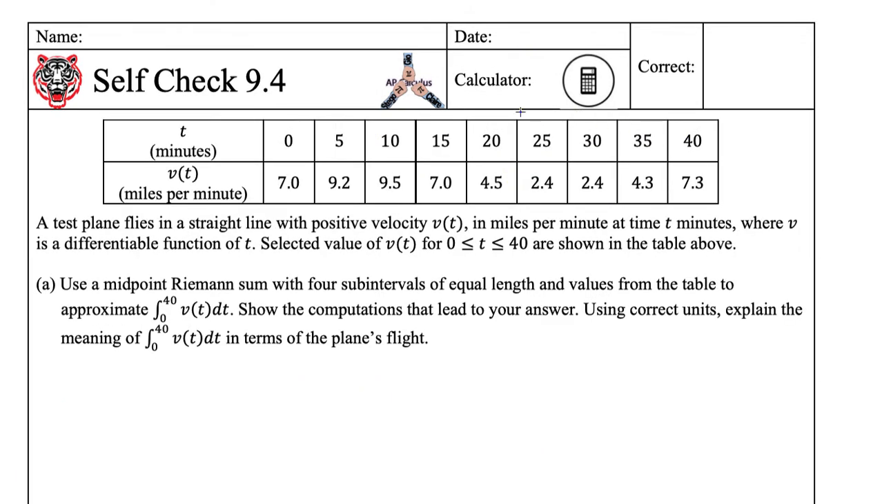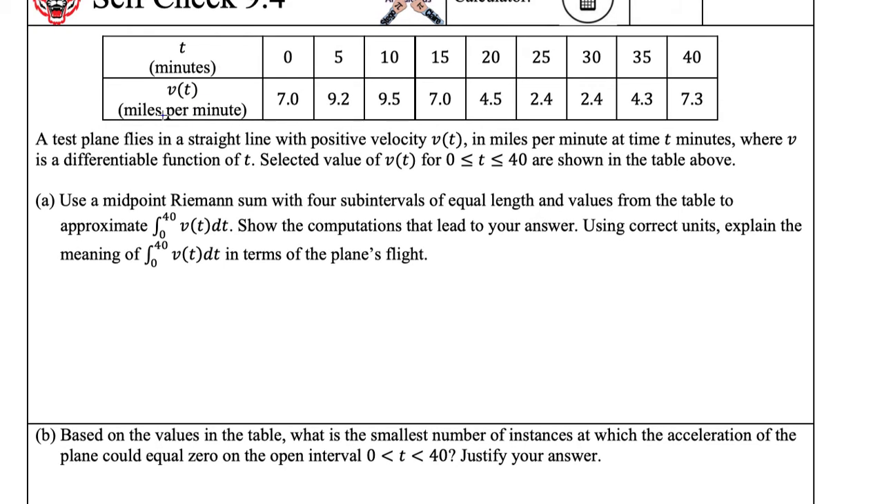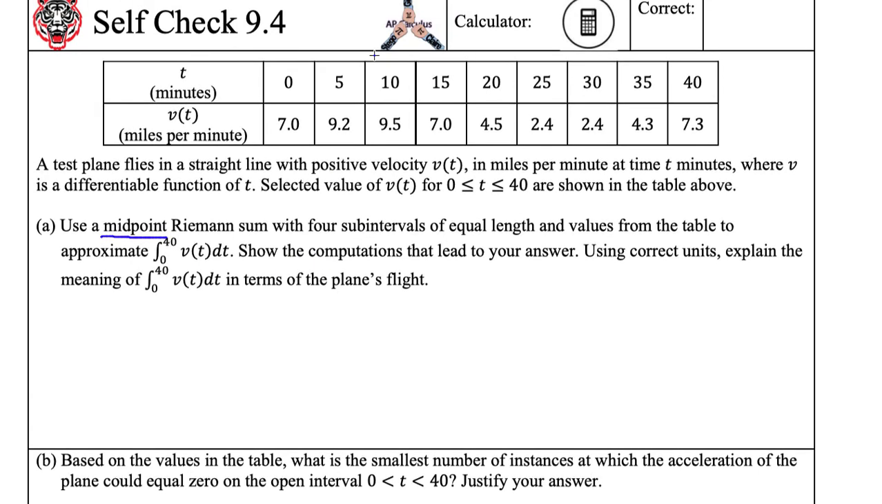All right, so for self-check 9.4, our last self-check of our unit, we're talking about a test plane. It's flying with a velocity in miles per minute, going very fast, not miles per hour, miles per minute. First, we're going to use a midpoint Riemann sum with 4 intervals from 0 to 40. So this whole thing is going to go with these diagonal values. So the way that we show that is we go from 0 to 10 times 9.2.